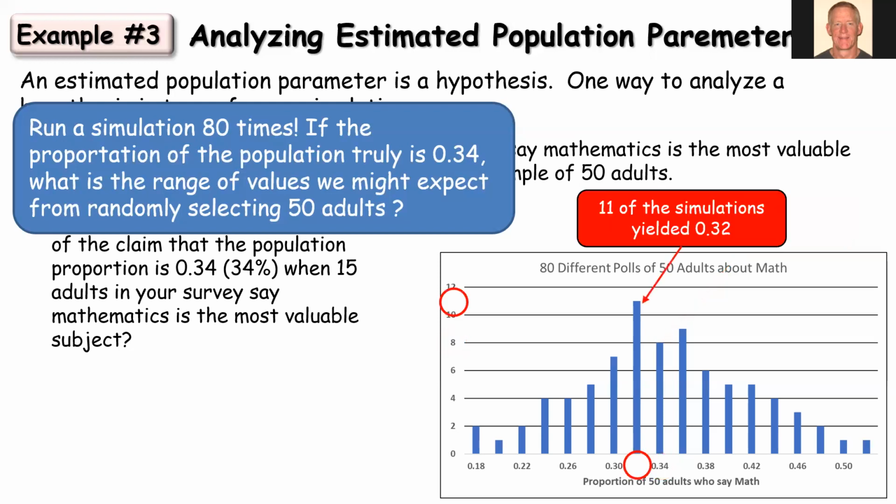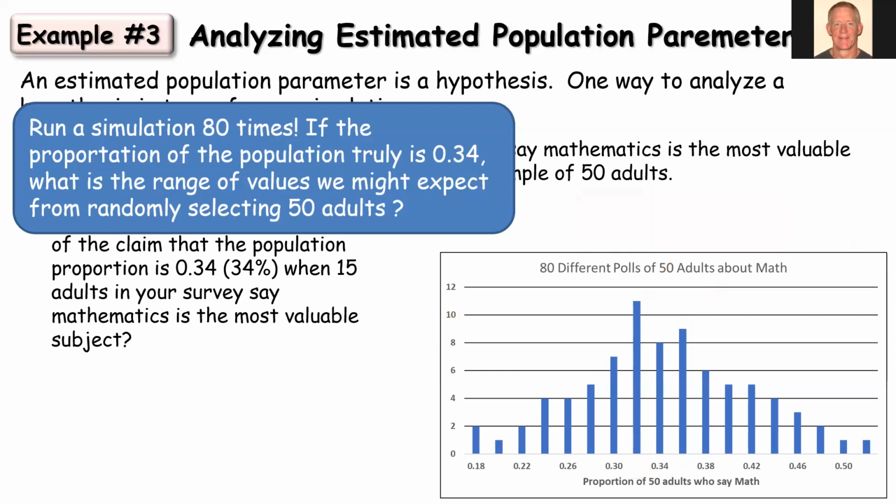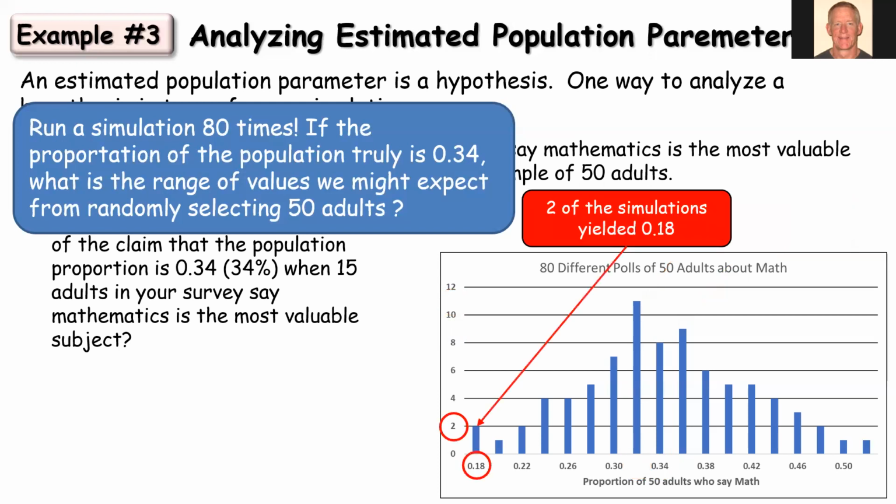Let's look at some other points here. The largest was actually 0.32. We had 11 of our 80 simulations that came out to be 32%. And we even had some values that were way off to the side here. So 2 of the simulations actually yielded only 18%, or 0.18, of the population saying that math is the most valuable subject.